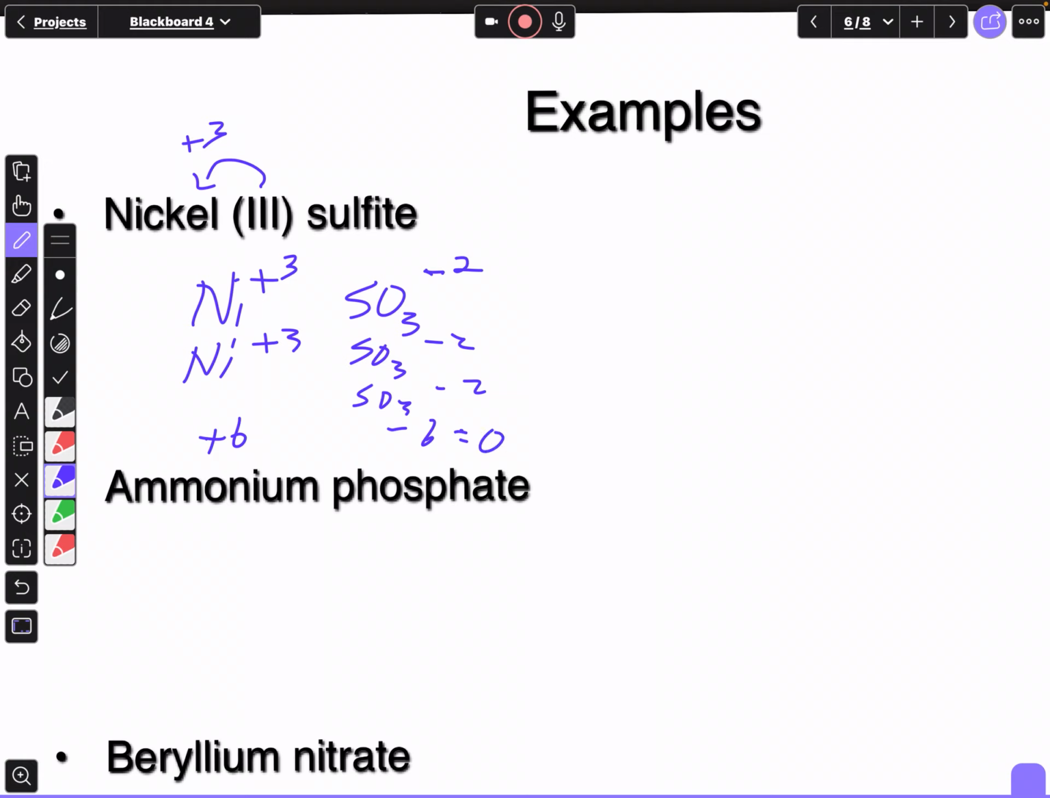And I'll write my formula. That means Ni2, then parentheses, because I'm going to have more than one SO3. I'll put SO3 and then a 3 on the outside. And that would be the correct formula.